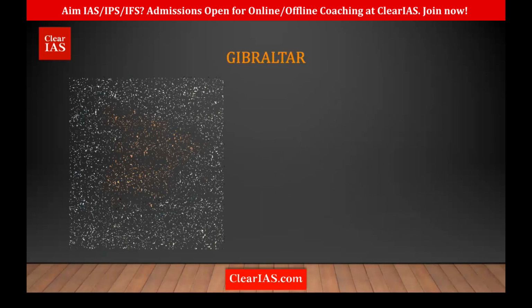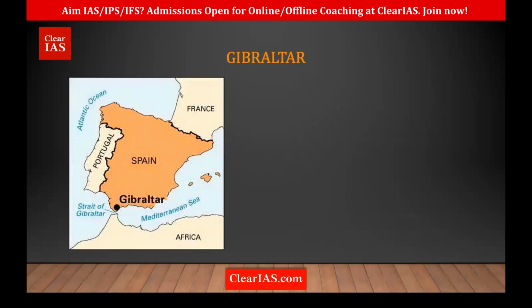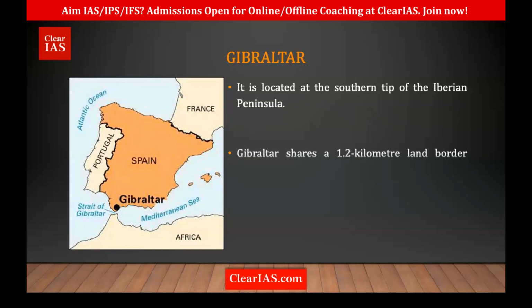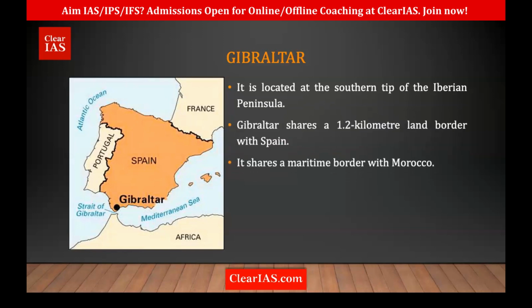Then Gibraltar. Who controls Gibraltar? It is the UK. So we have the Strait of Gibraltar, which connects what? The Mediterranean Sea and the Atlantic Ocean. It is the southernmost tip. Remember the Iberian Peninsula. There's also Catalonia, which is in Spain, somewhere around here.